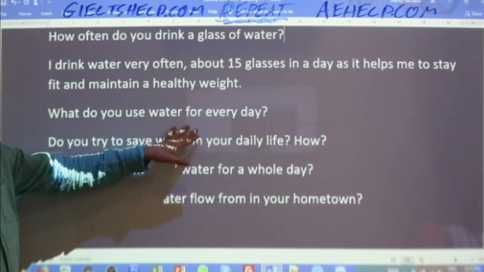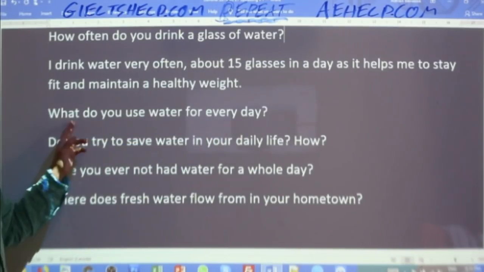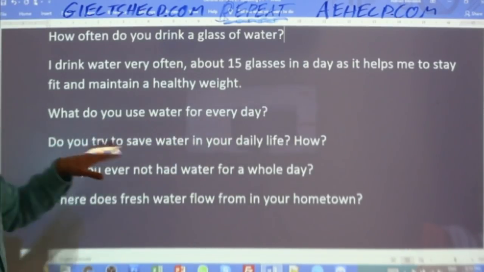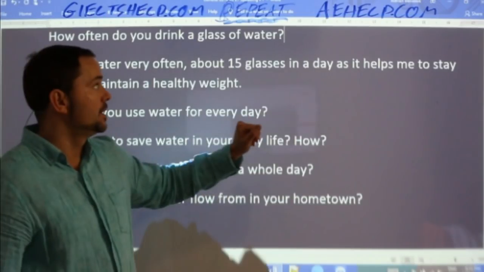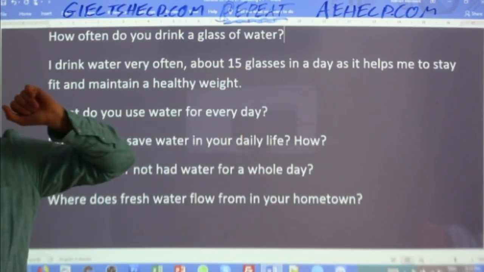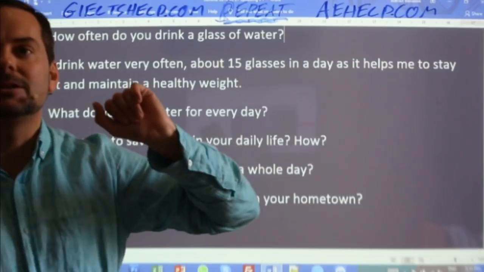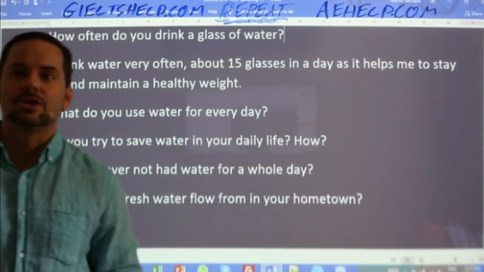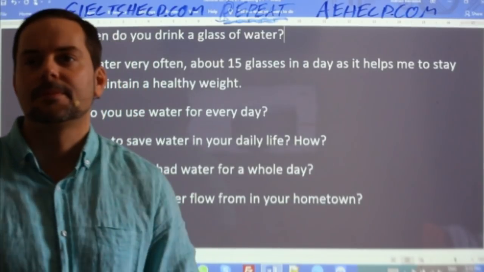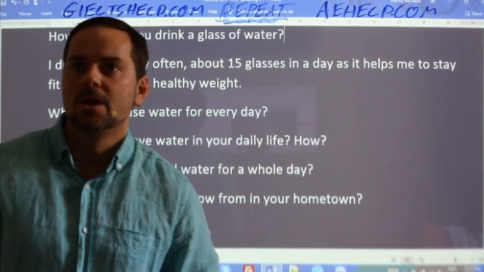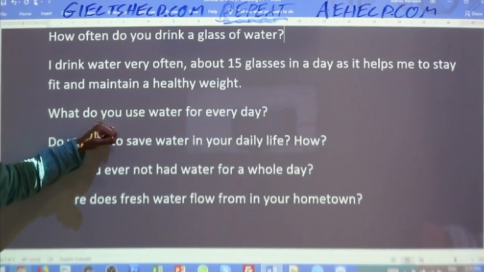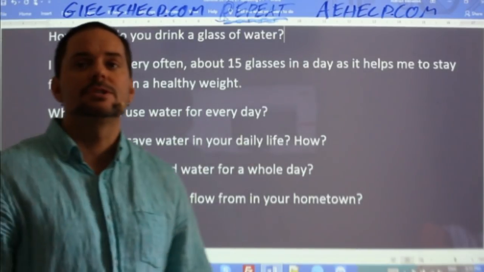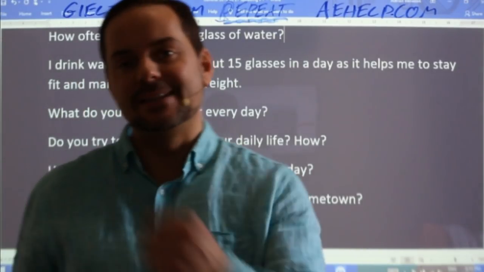What do you use water for every day? So what do you use water for every day? Answer this question, students. Next question. What do you use water for every day? Repeat, students. Remember, repeat, repeat, repeat. Okay? Begzod, that is a good correction. It's a good correction. All right. This question. What do you use water for every day? Go for it, students. I am waiting for your fantastic answers.